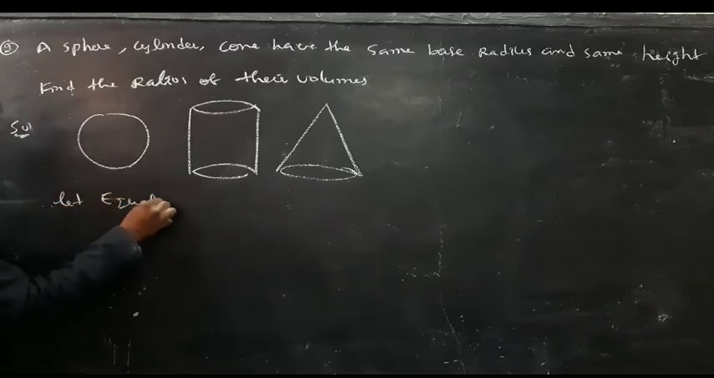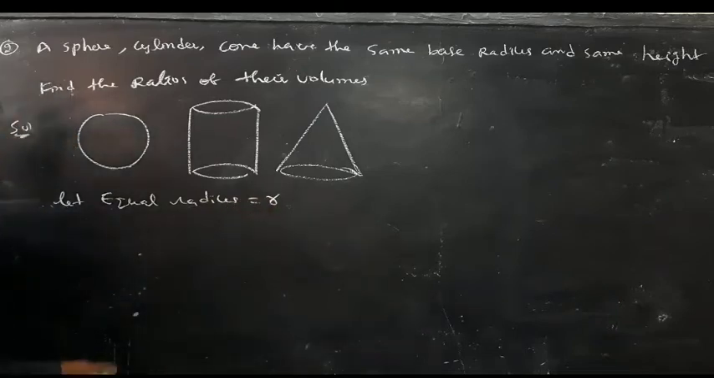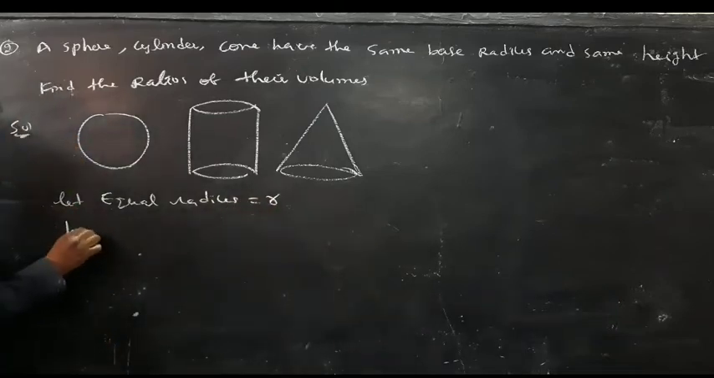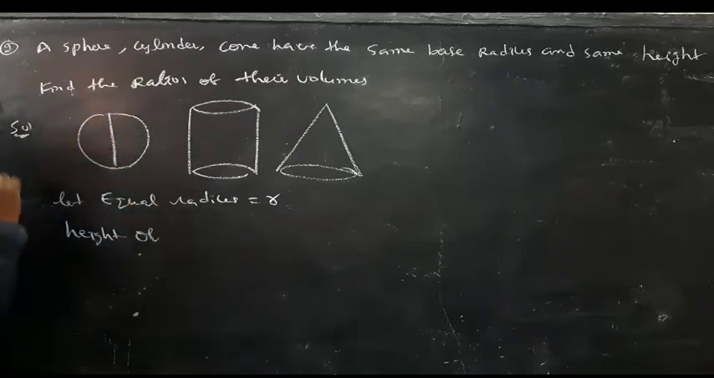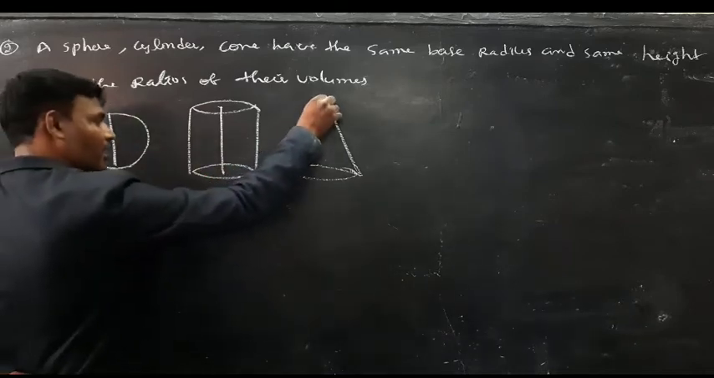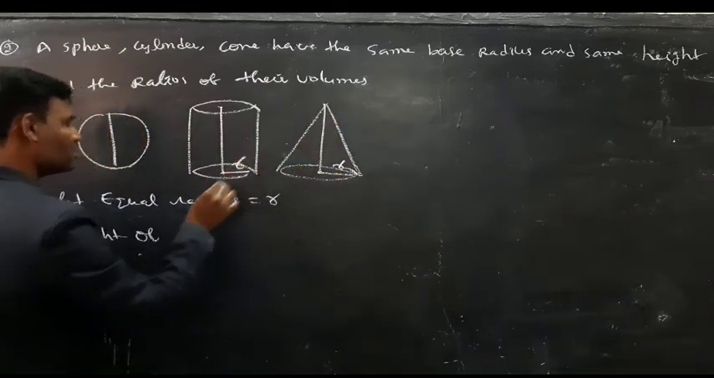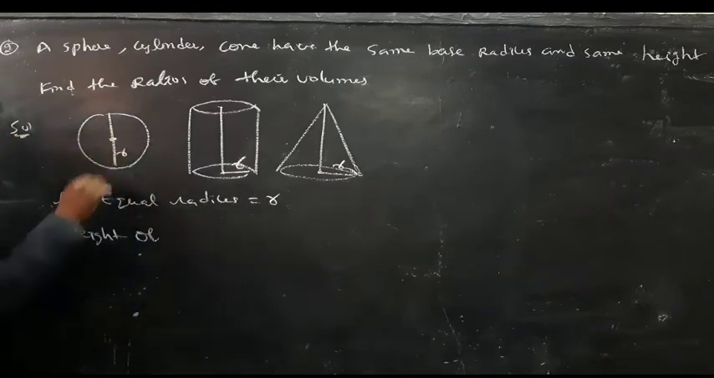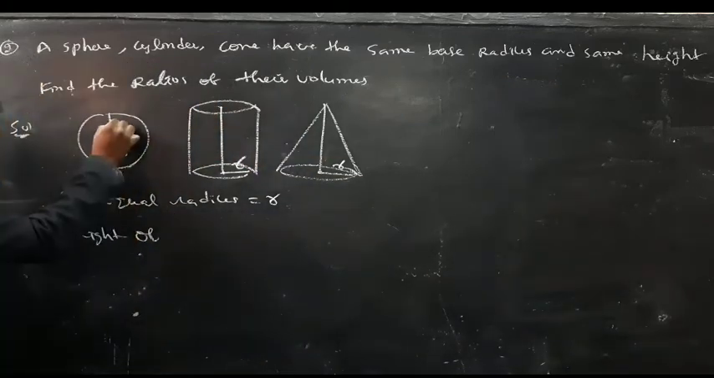Let them have equal radius, equal to R. Then height of sphere. In sphere, height is nothing but diameter. So this is the height of the cylinder and this is the height of the cone. This is base radius, this is base radius, and this one is also base radius. But in sphere, height is nothing but diameter.